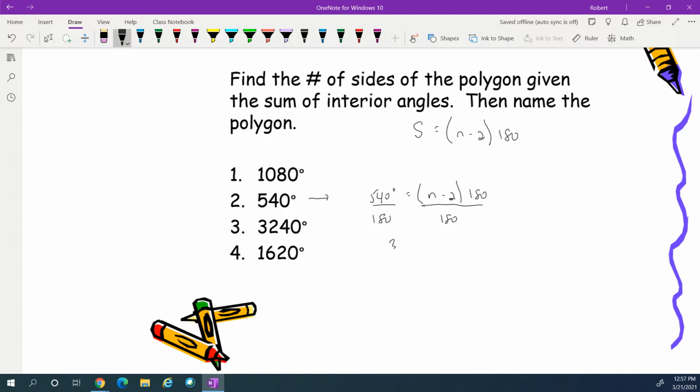That gives us 3 equals n minus 2. Add 2, 5 equals n. So the number of sides is n. But what is the name of this polygon? It is a pentagon.